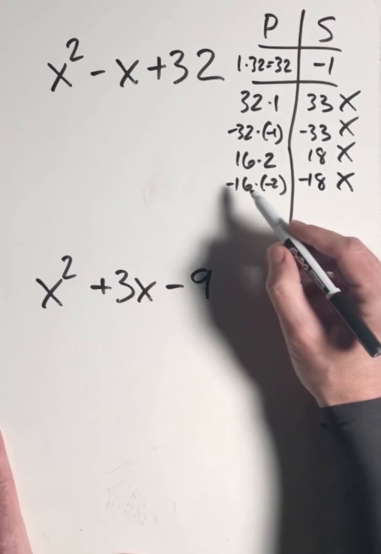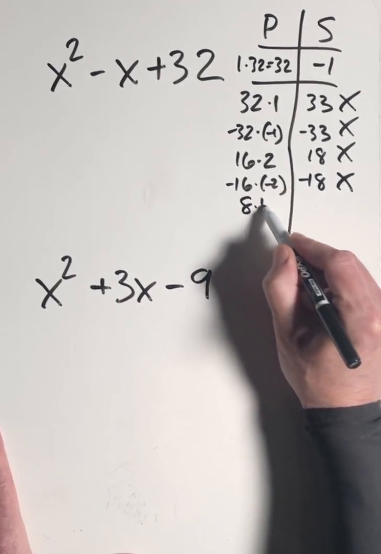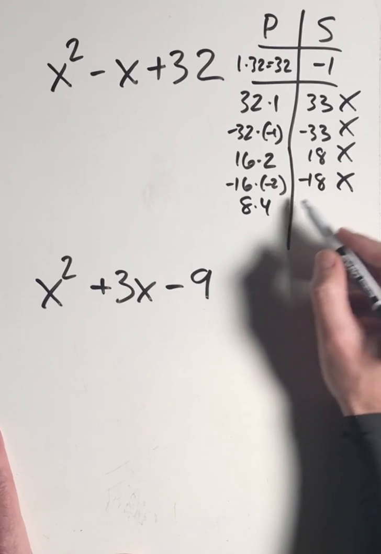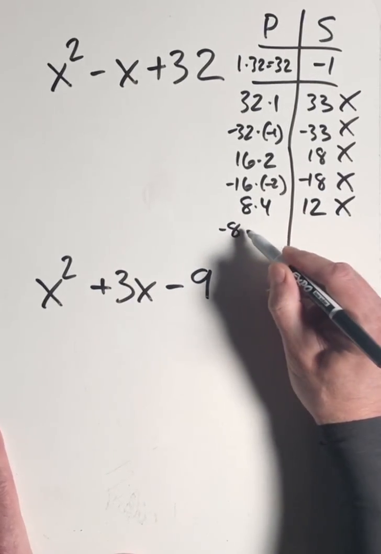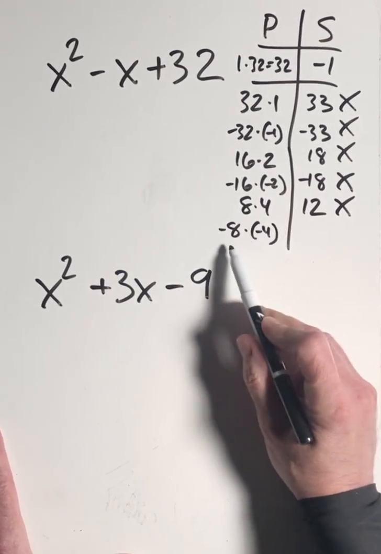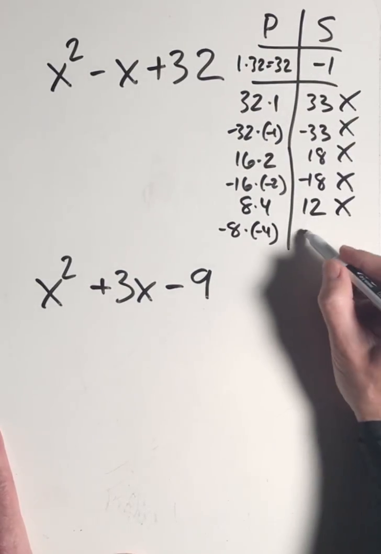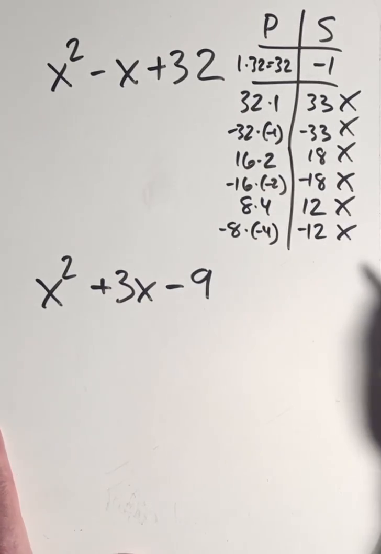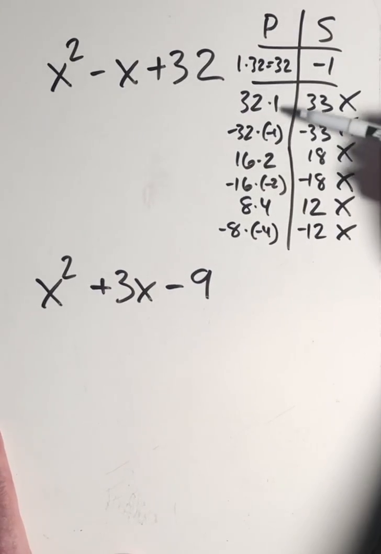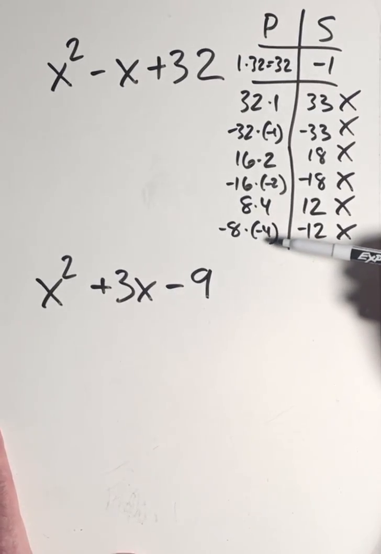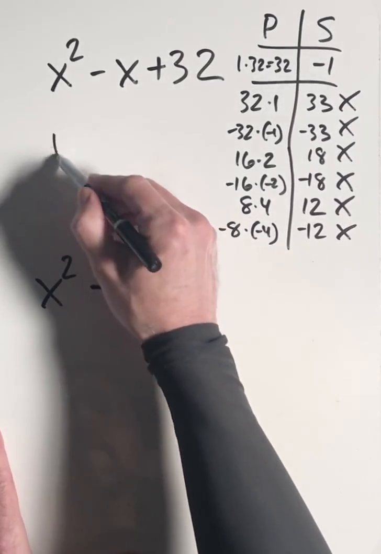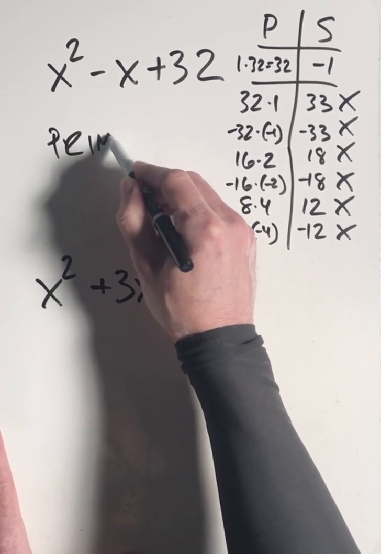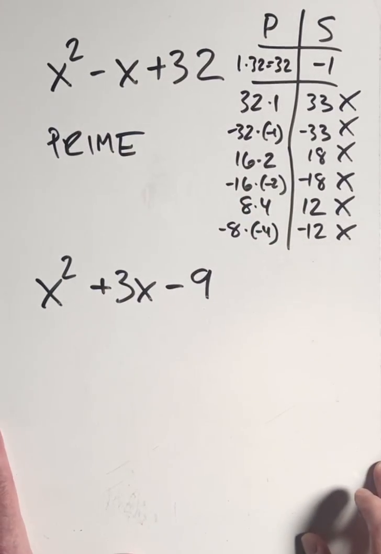And I could look at 8 times 4, which is 32, but 8 plus 4 is 12, which is not -1. And if I look at -8 times -4, that also multiplies to +32, but that adds to -12, which is not -1. At this point, I have gone through all of my whole number factors, and none of them have a sum of -1, so we will say that this polynomial is prime.